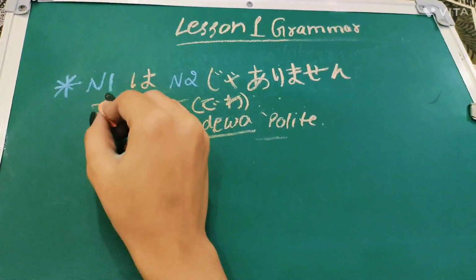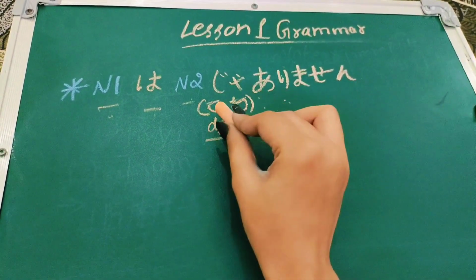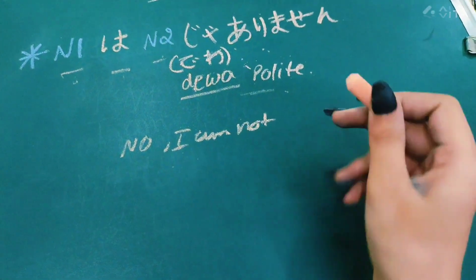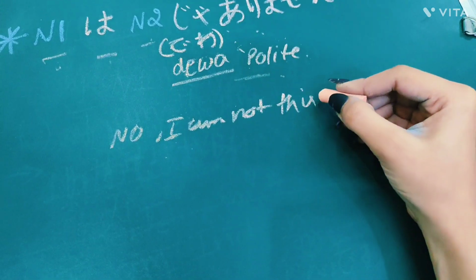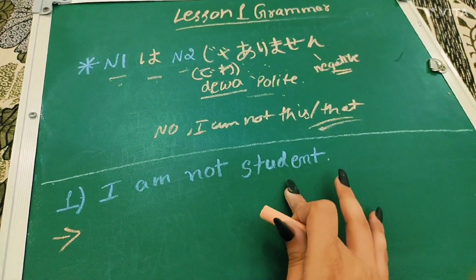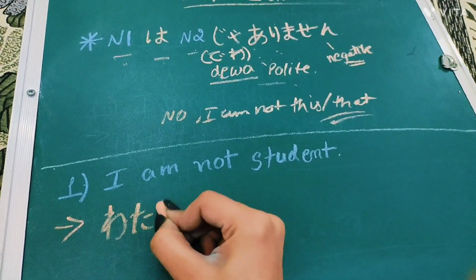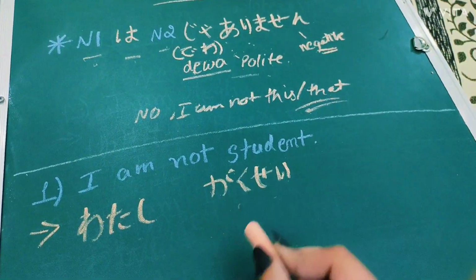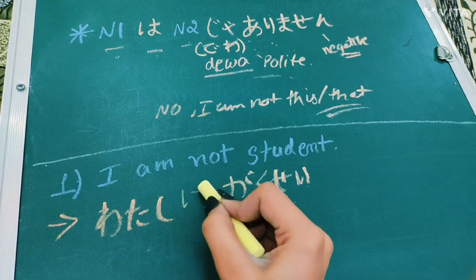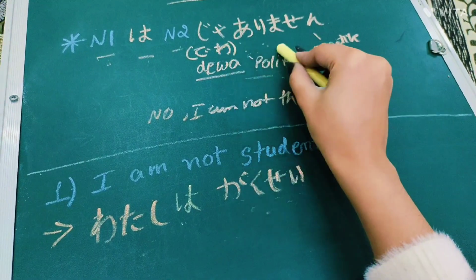Next grammar point is noun 1 wa, noun 2 ja arimasen. Ja arimasen or dewa arimasen. Dewa is a polite way to say no, I'm not this or that. Let's see first sentence. I am not a student. Watashi, gakusei. Let's complete the sentence. Watashi wa, right? Watashi wa gakusei ja arimasen.